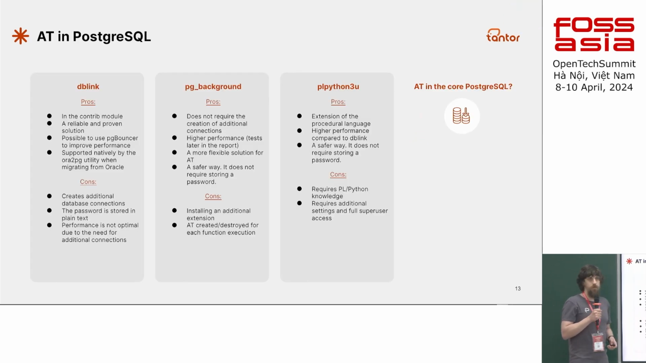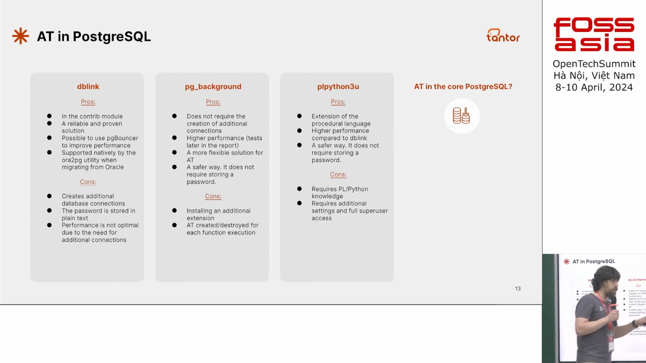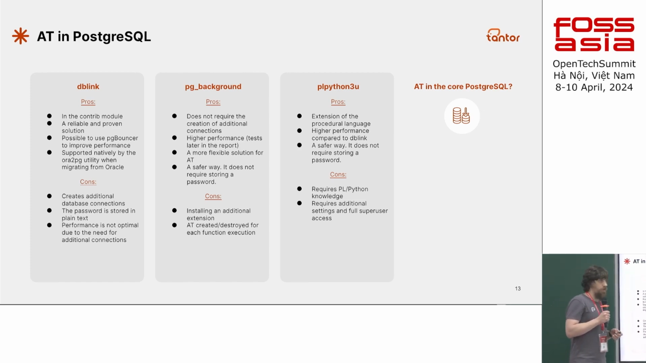We don't have autonomous transactions in Postgres, but we have extensions that provide such functionality, like dblink and pg_background. Also, we can use PL/Python for such behavior. But they all have some disadvantages: performance and security. For example, pg_background uses background workers, and for each function execution we create and destroy a background worker. And dblink has a security problem: passwords are stored in plain text.